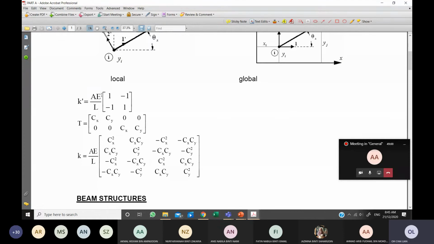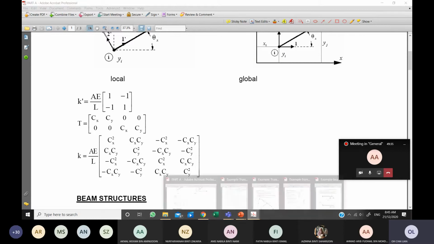You can see that they have simplified it and put this AE over L extracted outside the matrix, because they are constant. It will be constant for the element. So this is how I have introduced the member stiffness matrix to be used for truss, for beam, and for frame. But now how to use them? Let's have a look.